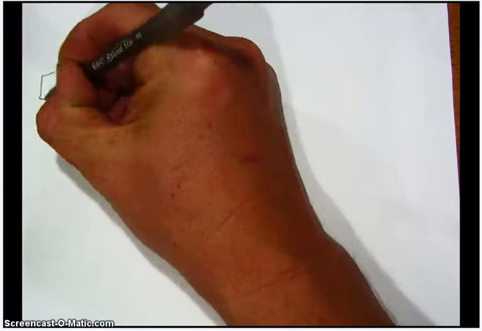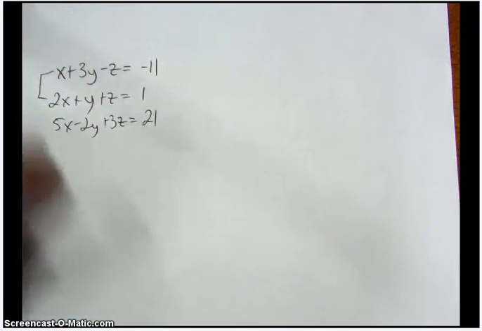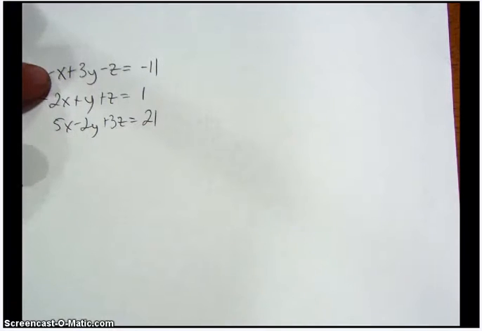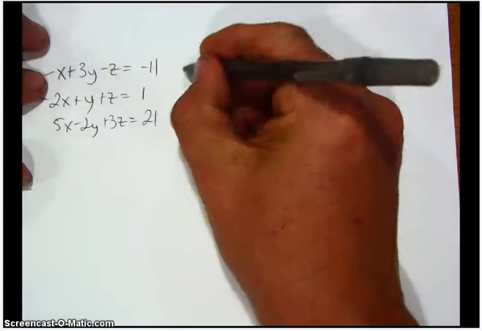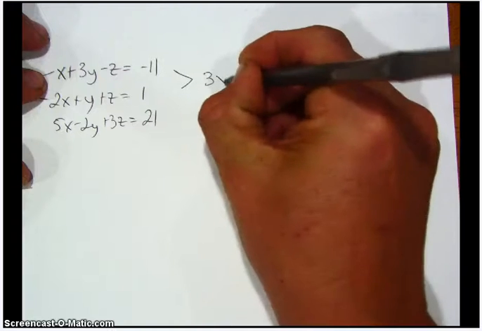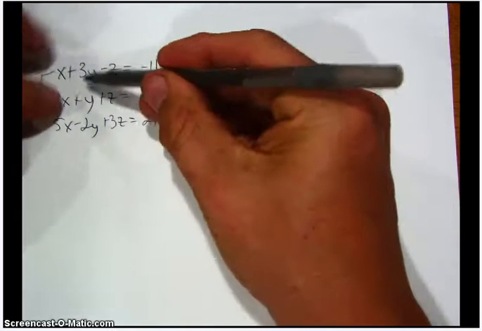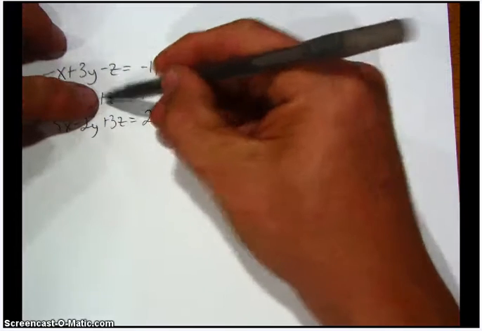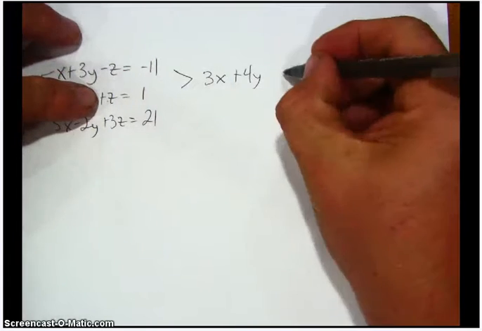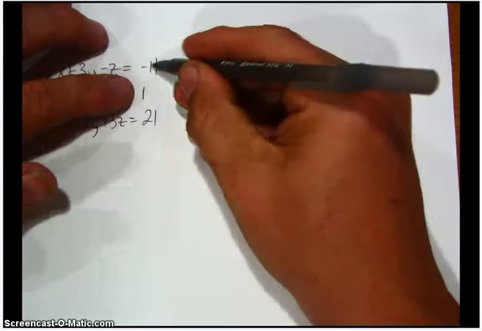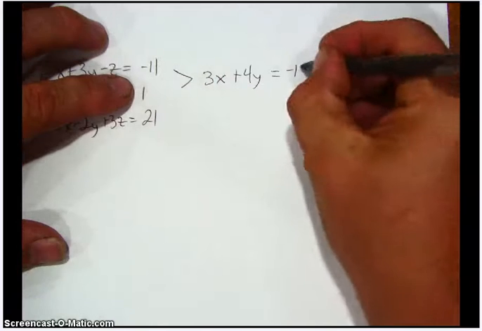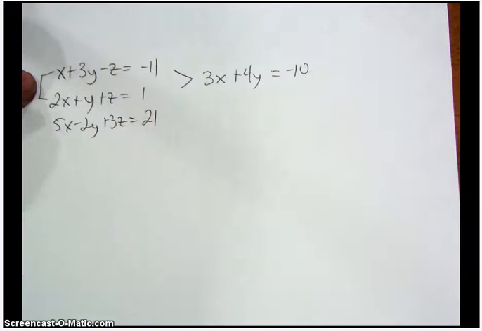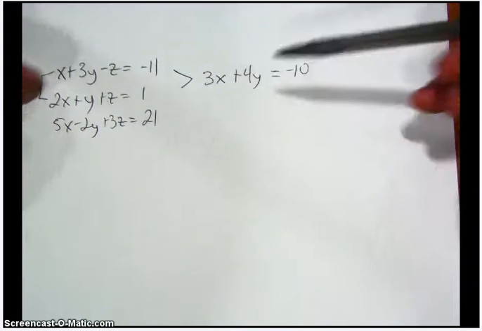Alright, so what I'm going to do is use the elimination method on the first two. Elimination means I'm going to add them. So x plus 2x is 3x, 3y plus y is 4y, negative z plus z is 0, equal to negative 11 plus 1, which is negative 10. So I did elimination and got rid of the z.